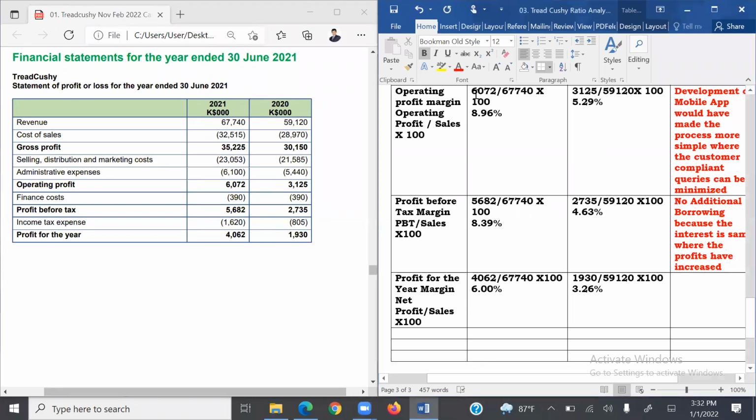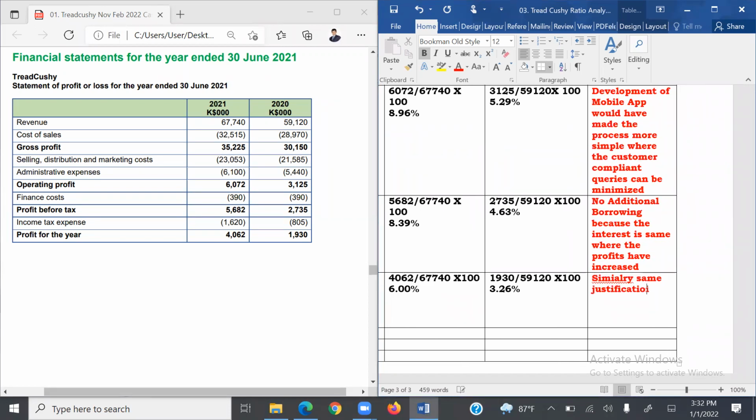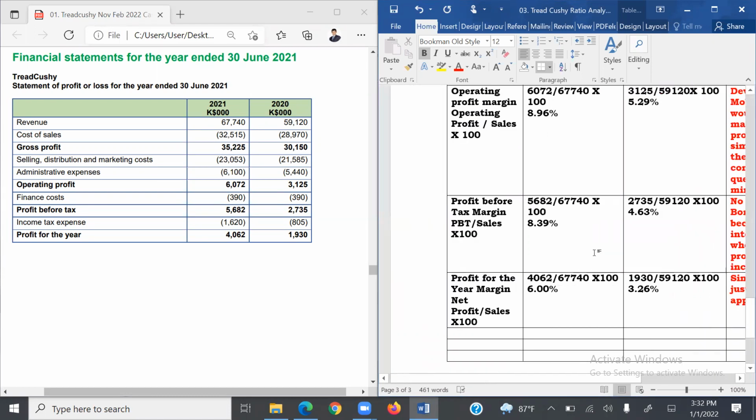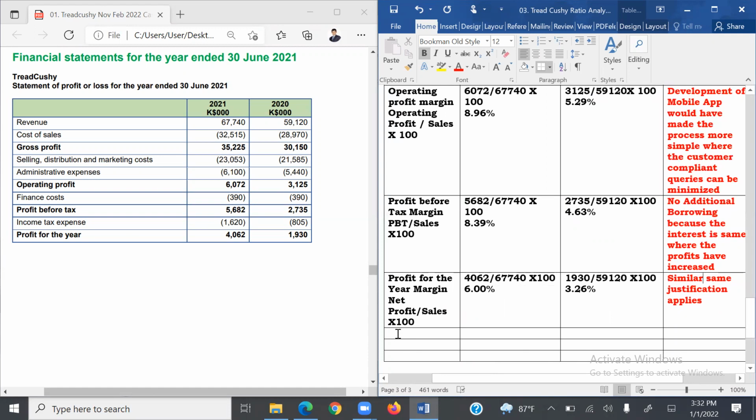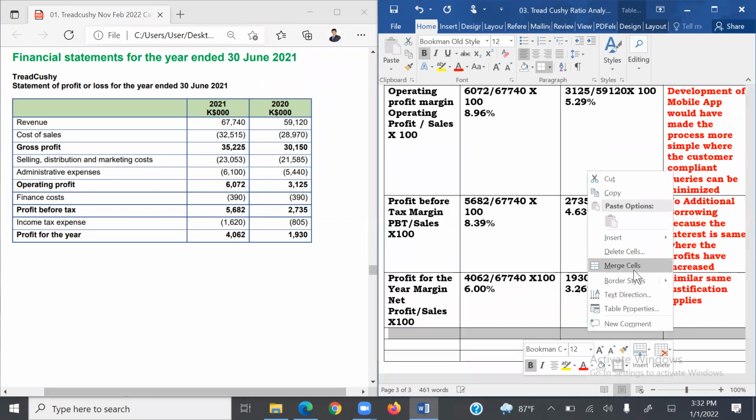So shall we do the application point of view? Yes, we can do that. Similarly, the same justification applies. So students, as a conclusion of these margins, what has happened at the moment, the effective conclusion, because we are done with the profits, students, profit margins have been done successfully.